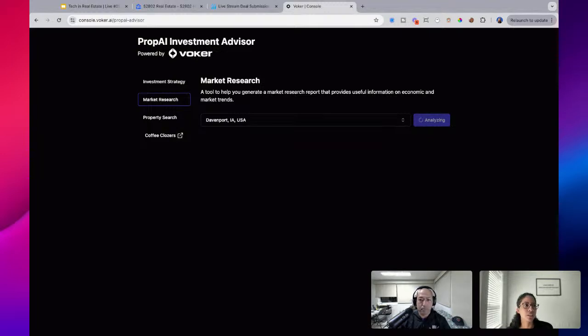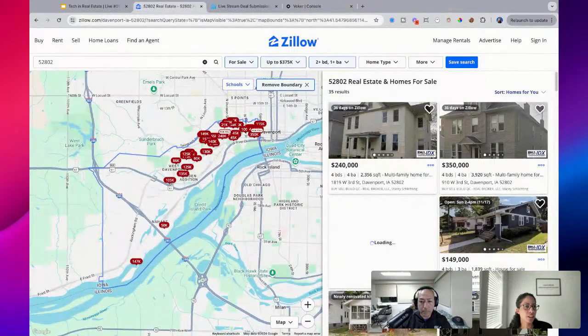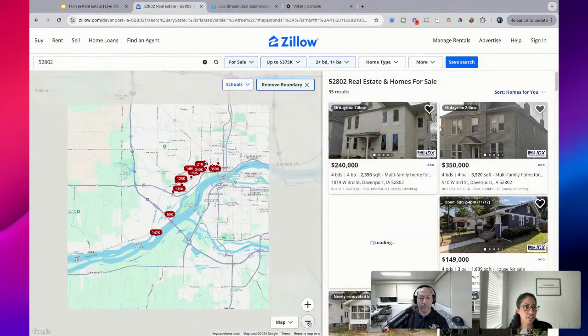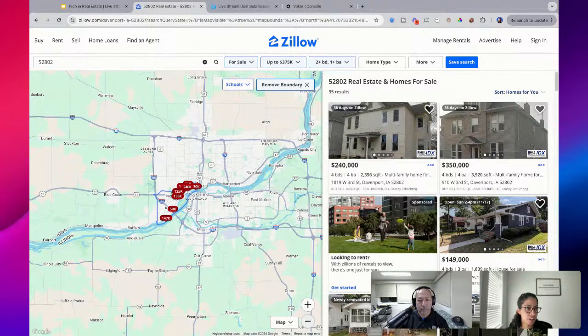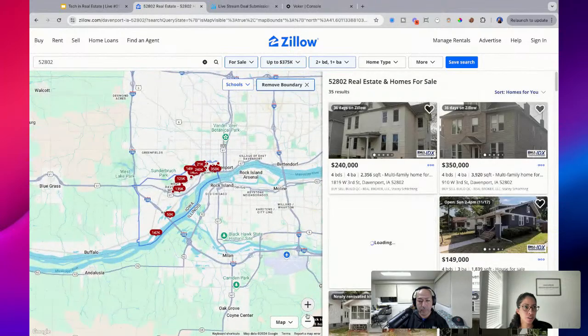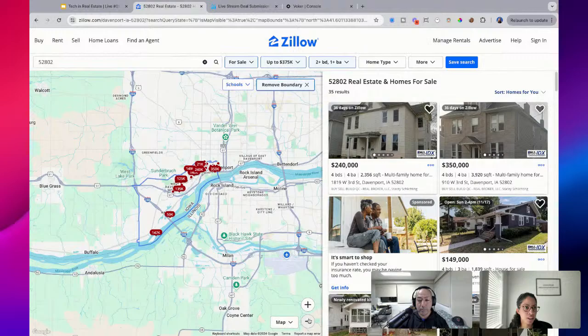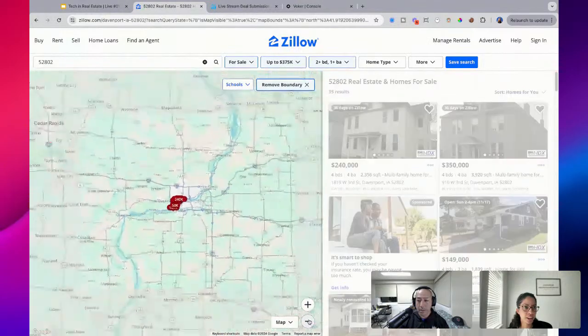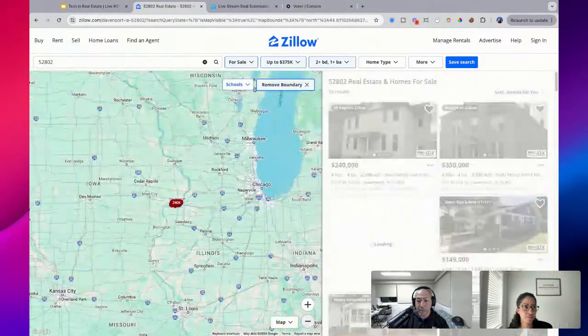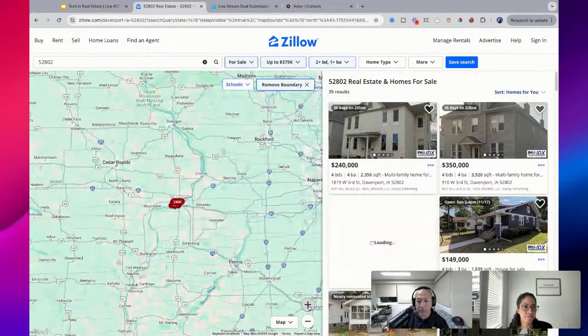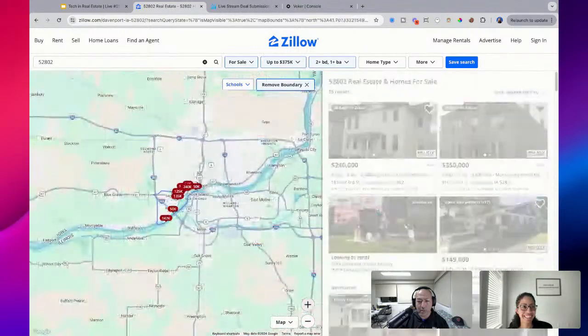And this should give us an overview. But while that's running, let's look. So this is Davenport, right on the border of Illinois.